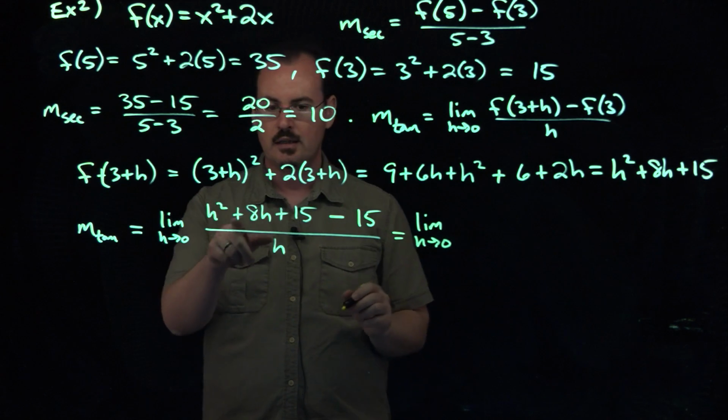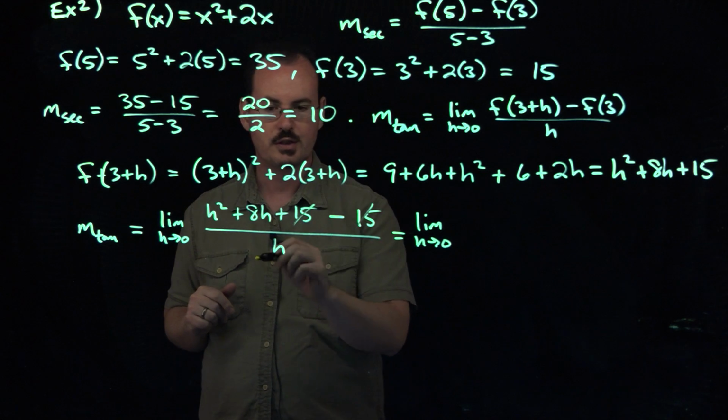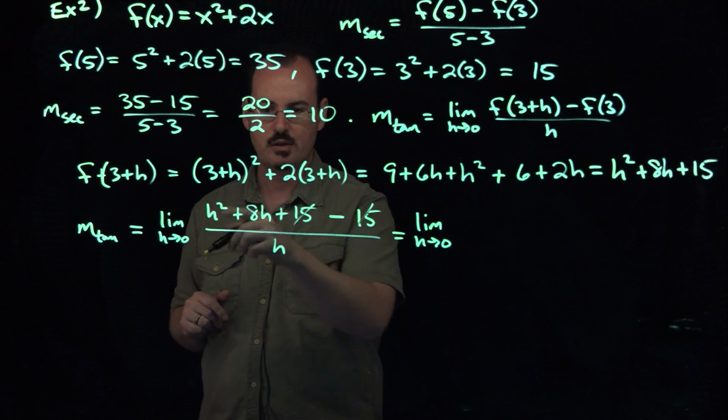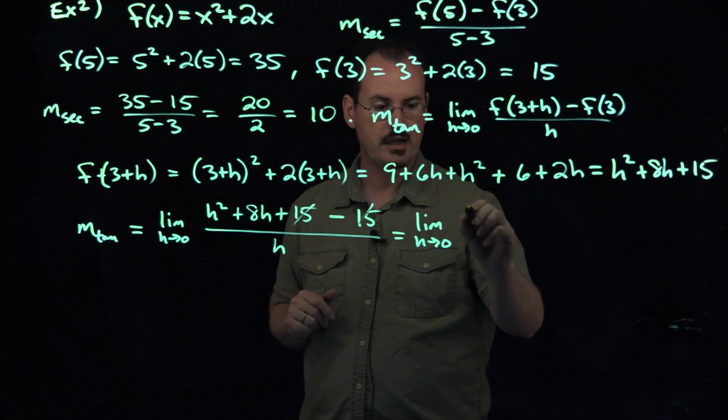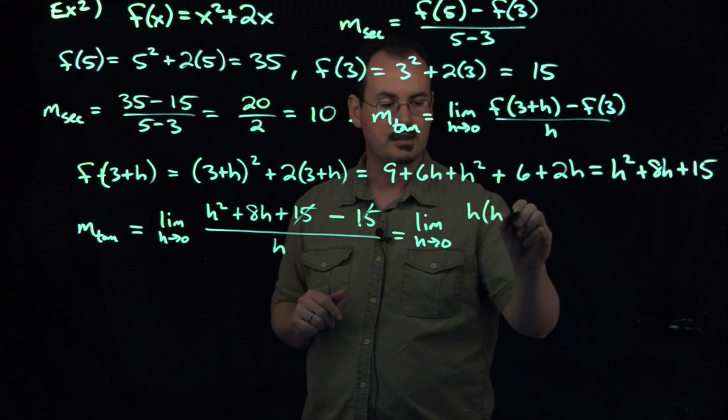approaches 0. Now look what happens here. The 15s are going to cancel. 15 minus 15 is 0, so those are just going to go away. What we have left then is h squared plus 8h, so we can actually factor an h out of what we have left, and we'll be left with h plus 8.